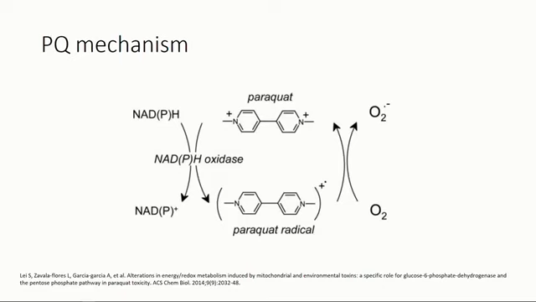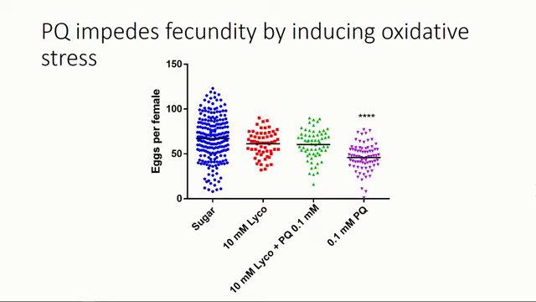Paraquat produces oxidative stress through an NADPH-dependent mechanism. So when paraquat complexes with NADPH, it'll then form a paraquat radical, and then that paraquat radical, when it complexes with oxygen, will then form a reactive oxygen species. So what we find when we feed paraquat to mosquitoes is that paraquat will reduce the number of eggs that mosquitoes will produce. So these are dissected out eggs.